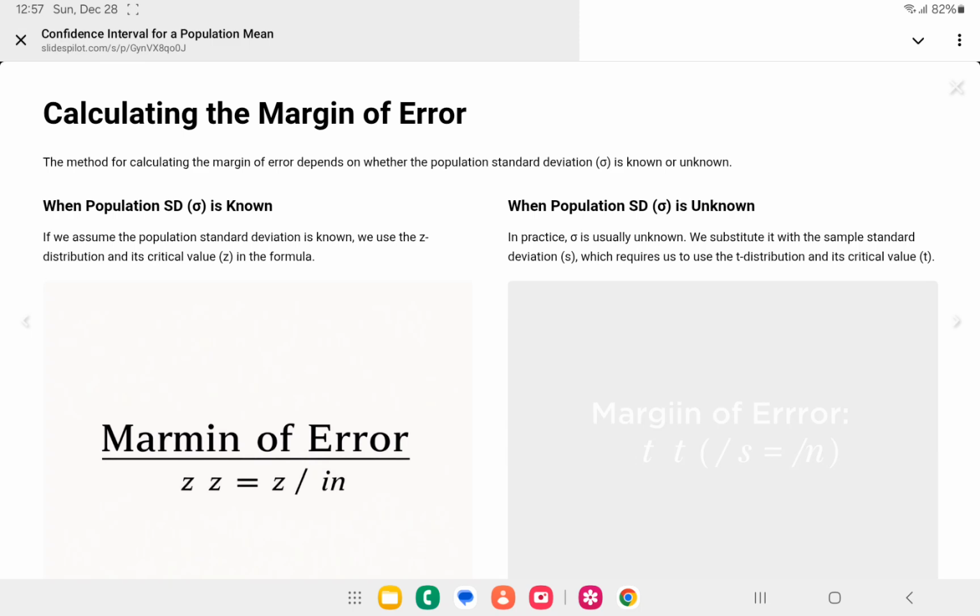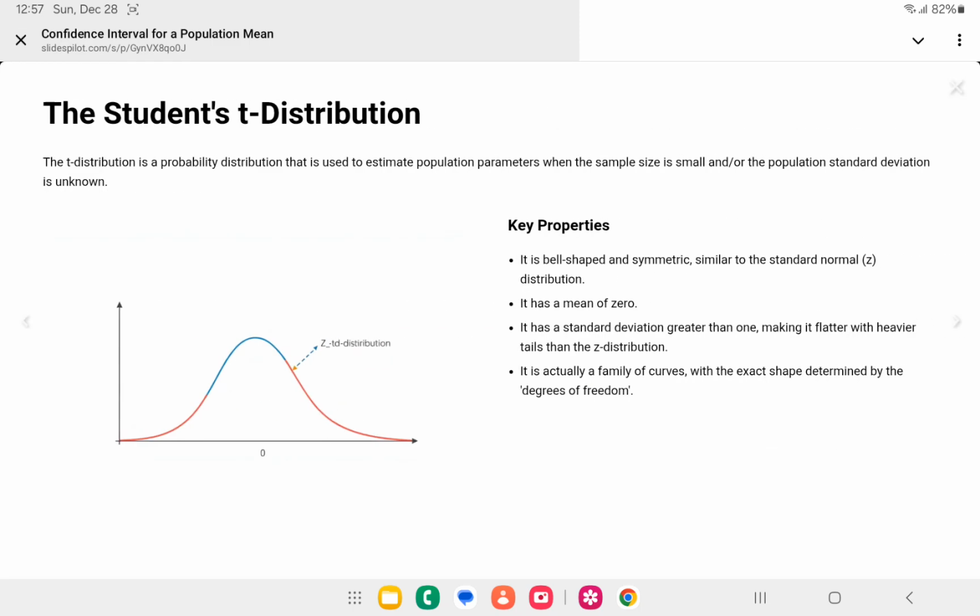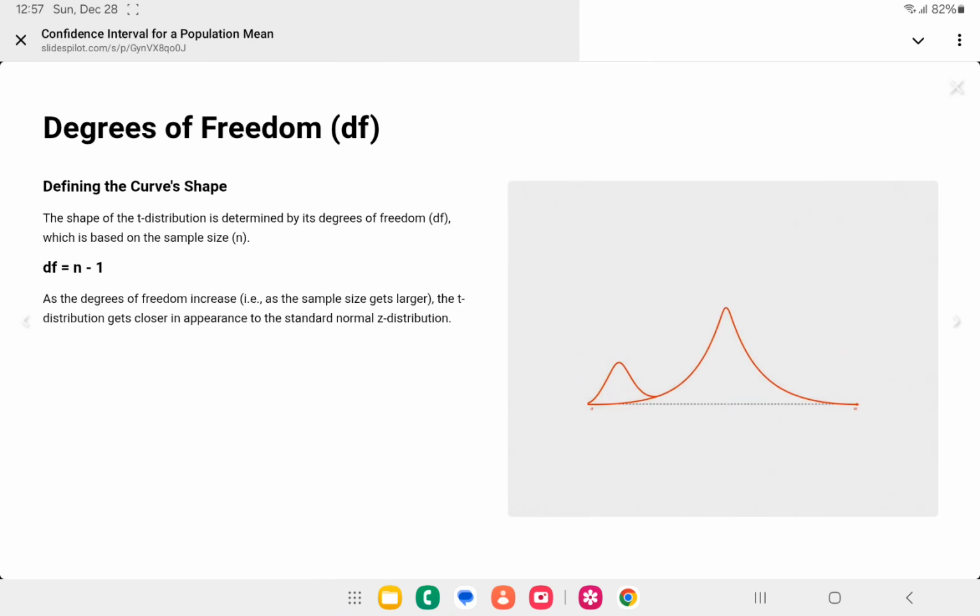The t distribution is similar to the standard normal distribution in that it is also bell-shaped, has a mean of 0, and has an area of 1 or 100% under the curve. It, however, has a standard deviation greater than 1, which makes it flatter than the z distribution. While there is only one z distribution, there is a family of t distributions with the shape of each determined by what we call degrees of freedom, df for short, which is based on the sample size n. For the confidence interval for a population mean that we're concerned with here, the degrees of freedom is n-1.